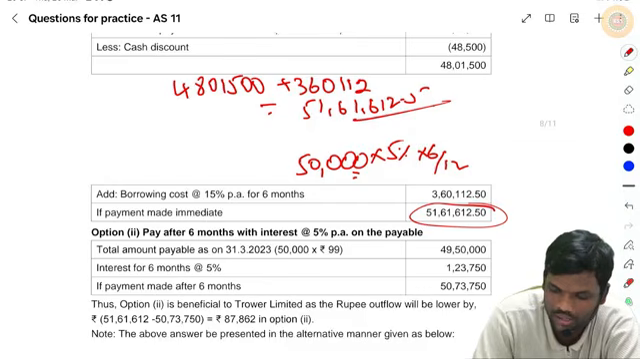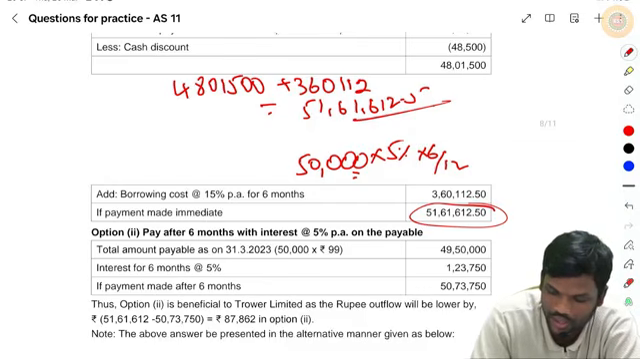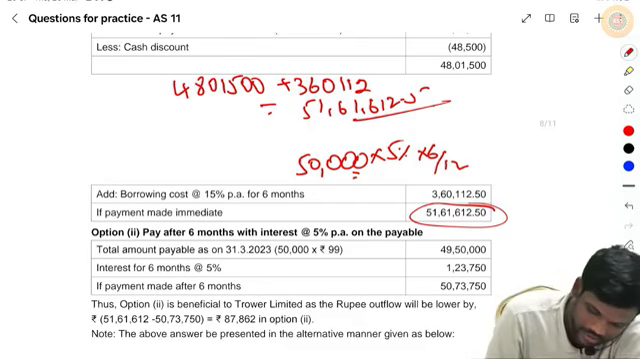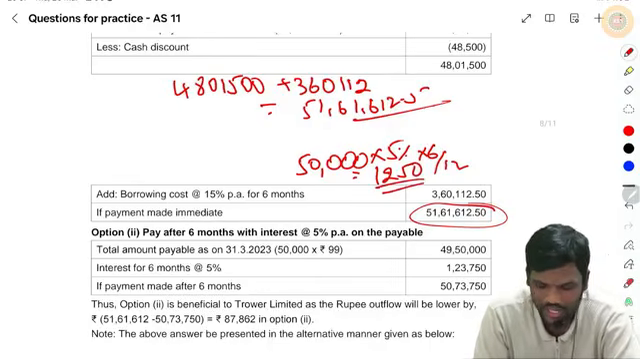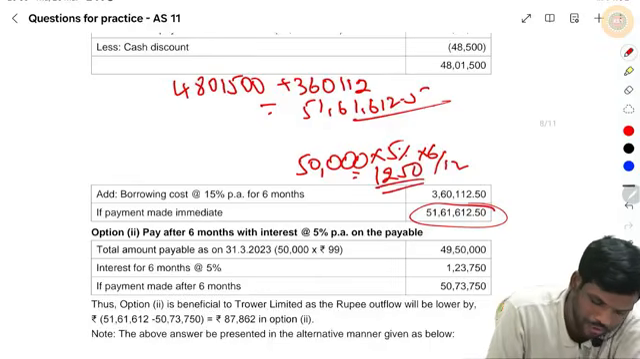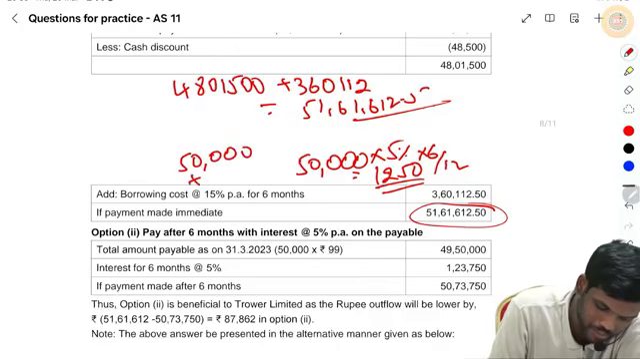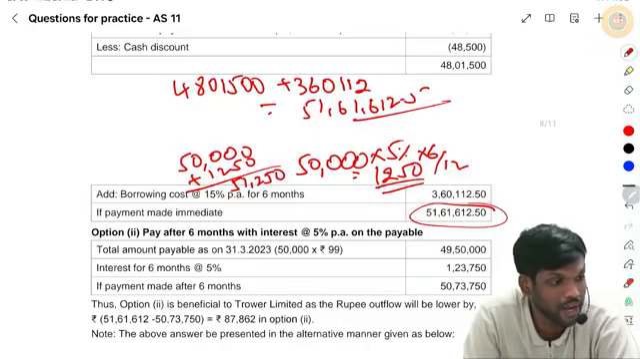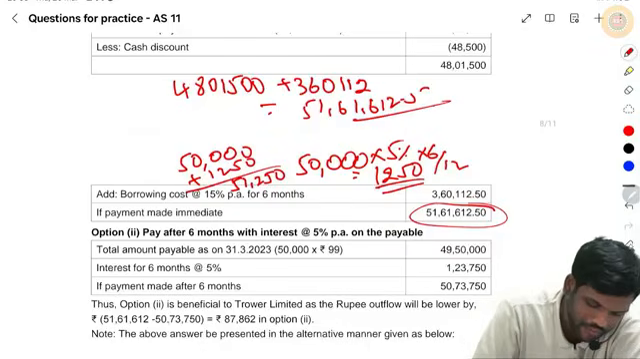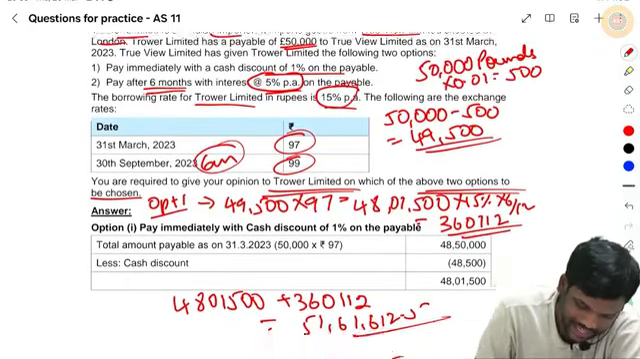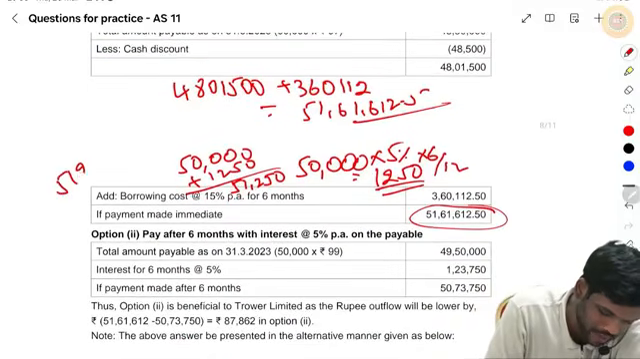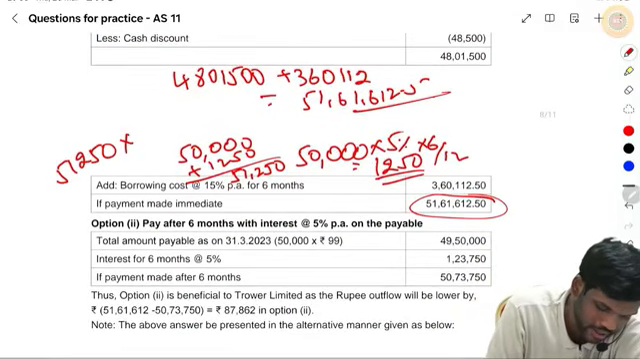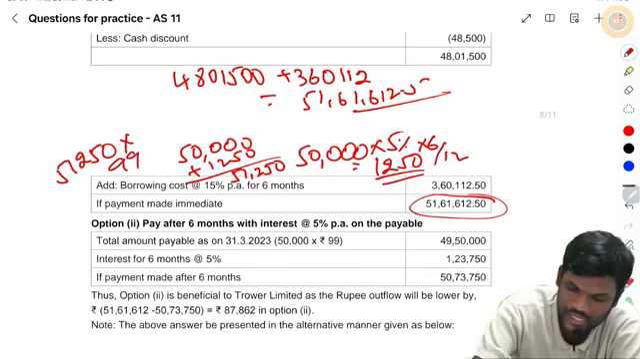Let us see what calculator says. Into 5% into 6 by 12. Perfect. 1250 pounds. That means totally you have to pay 50,000 pounds plus interest of 1250, 51,250 pounds you have to pay. Not now, after 6 months. After 6 months, what is the exchange rate? 99. So effectively you will end up paying 51,250 into 99.